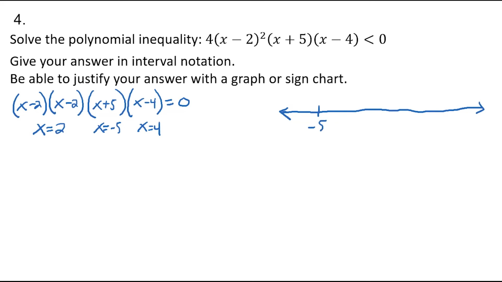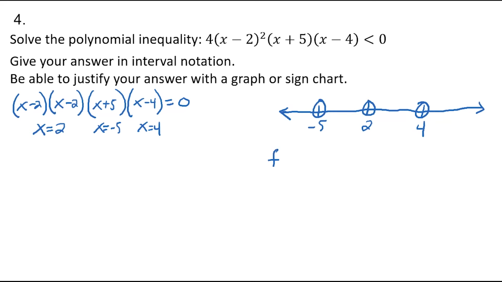So let's mark these off. Negative 5, positive 2, and then positive 4. And because the inequality is strictly less than, I can't include these values, negative 5, 2, and 4. So I have an open circle at these critical points. And so now I want to check the signs in each of these intervals.